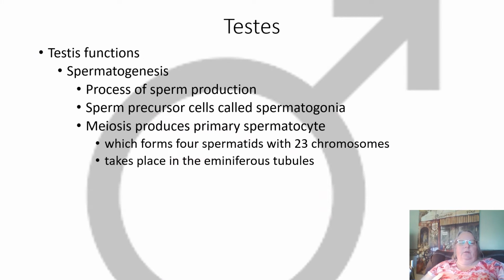The function of the testes: the purpose is that they're able to perform a process called spermatogenesis, which is a process of sperm production. The sperm precursor cells, called spermatogonia, undergo meiosis into primary spermatocytes. This spermatocyte has 23 chromosomes and yields 4 spermatids, and it takes place in the seminiferous tubules, which are in the epididymis.